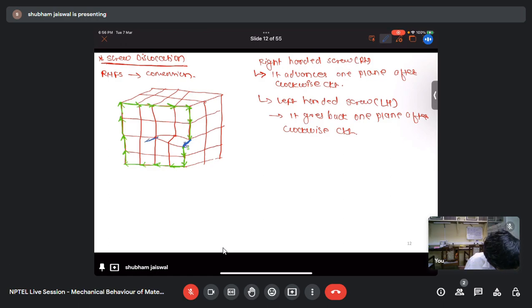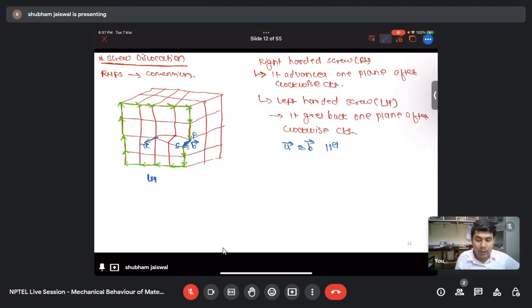And here let's say this is my u bar and this is my Burgers vector. Here you can see this is my finishing point and this is my start point. As you can see, after the clockwise circuit, it is going back one plane. It shifted by one plane, or here you can see this much it has traveled. So this dislocation is left-handed. And here the line vector and Burgers vector are parallel. So these are the things we have seen about the edge dislocation and screw dislocation.